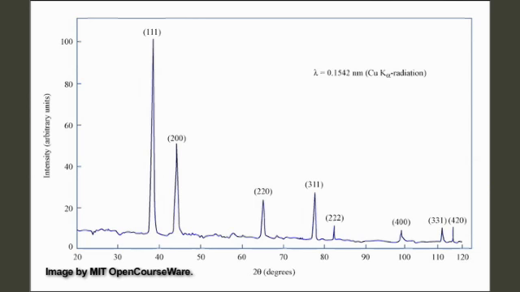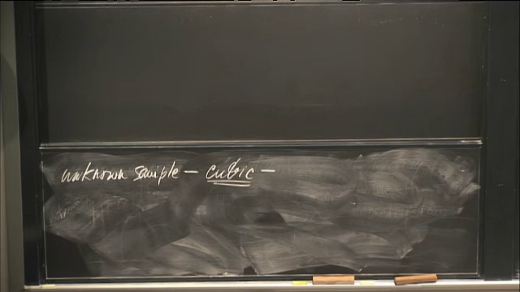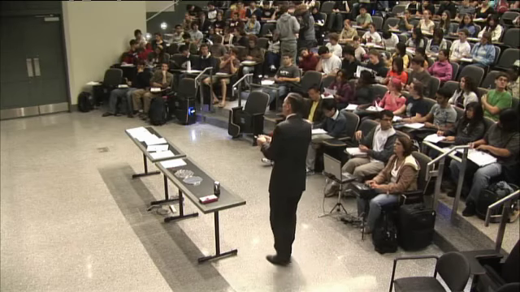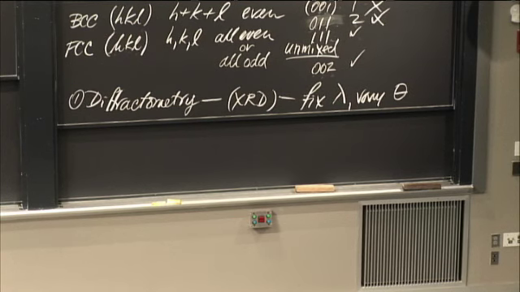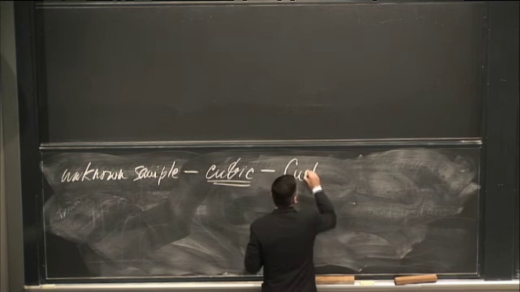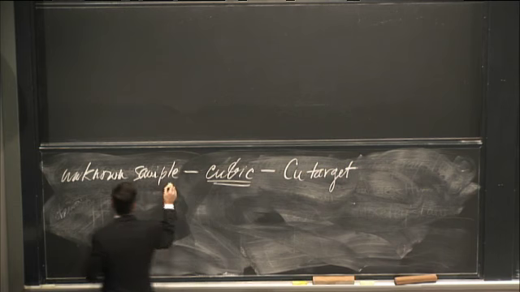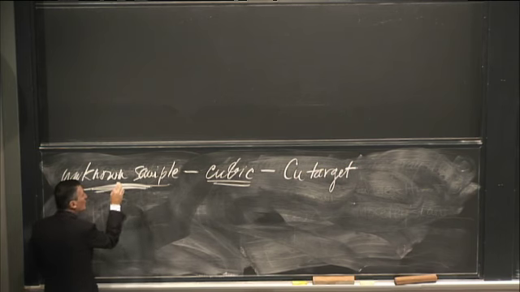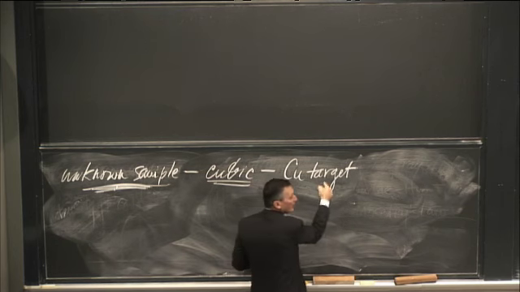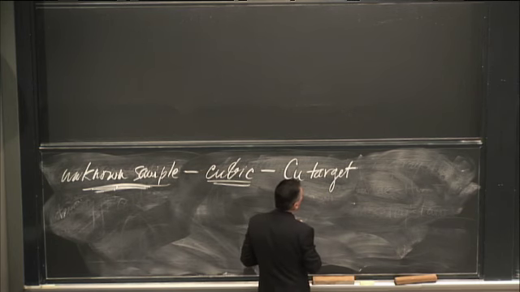So here's the experiment that we're going to do. We're going to run our X-ray generator with a copper target. Why do I tell you the copper target? Because you're going to fix the wavelength, and you fix the wavelength by choosing the target. So we've got a copper target in our X-ray generator. Remember, the sample is not the target. The sample is what is being irradiated. The target is being bombed by the electrons in the tube.